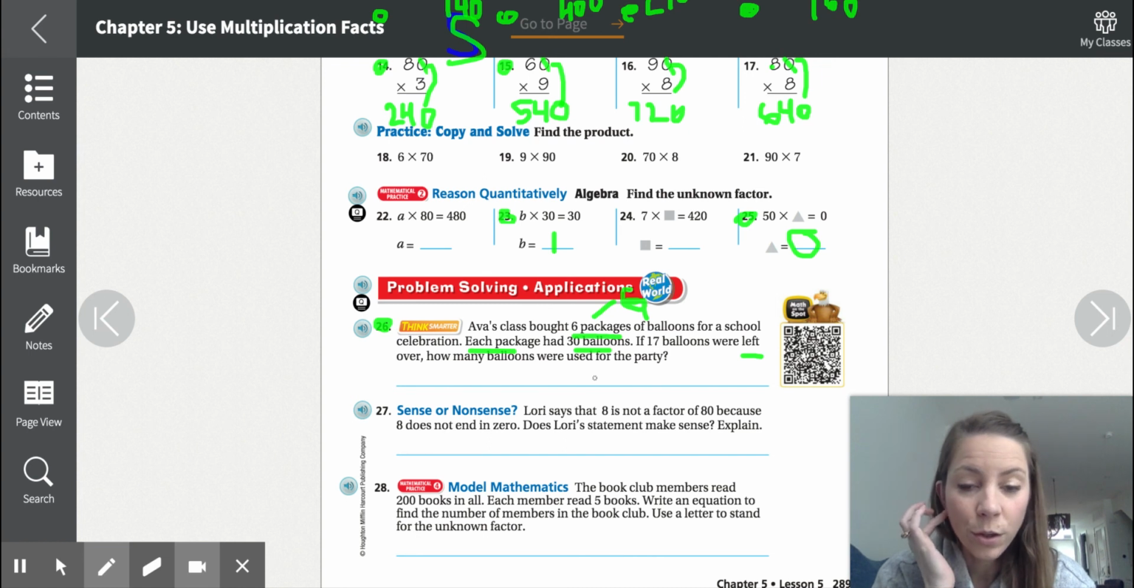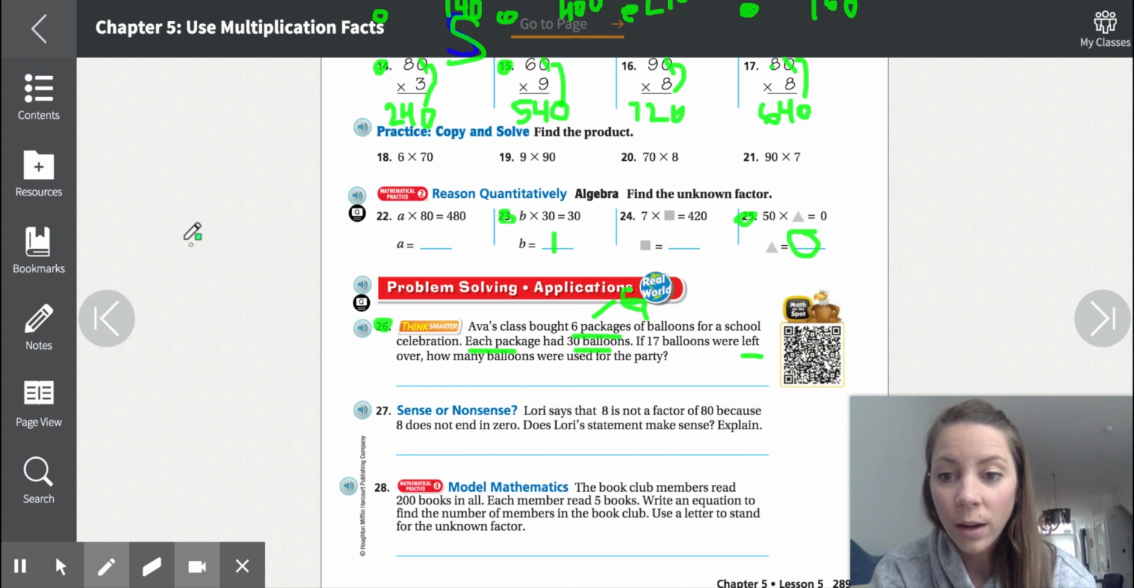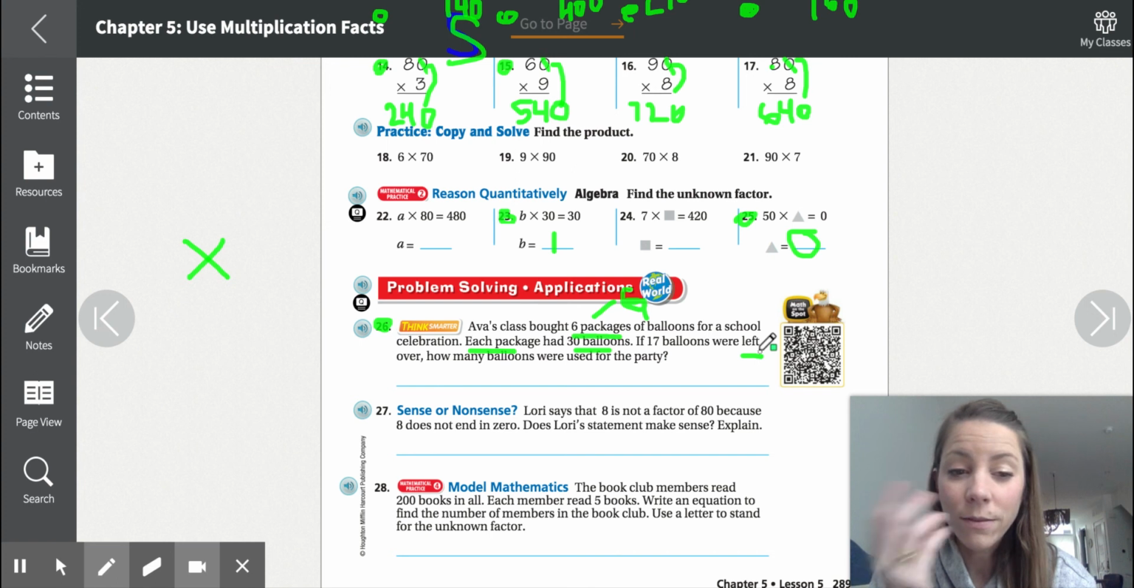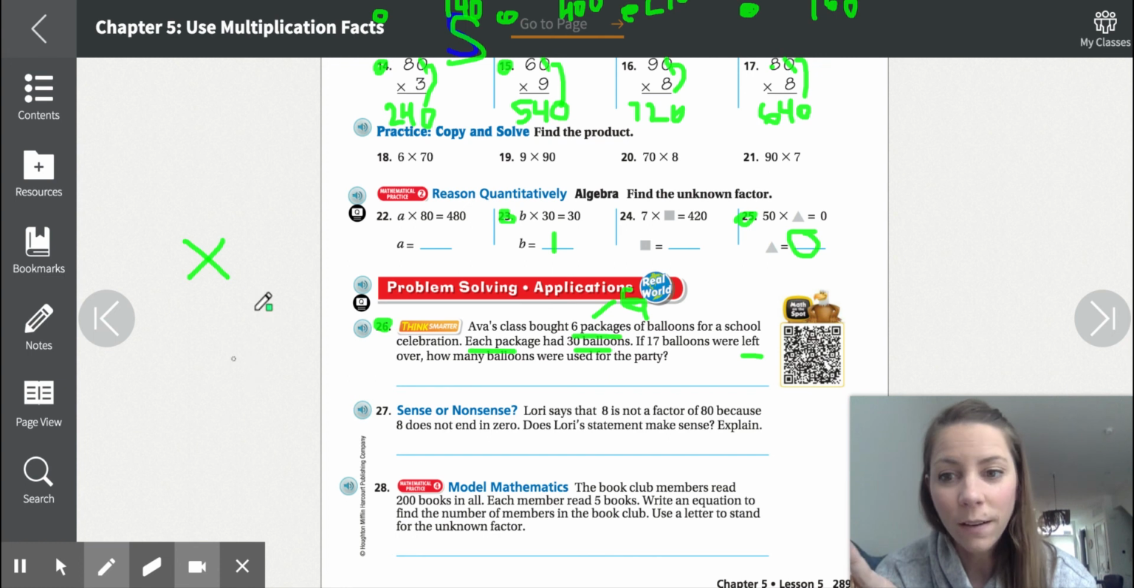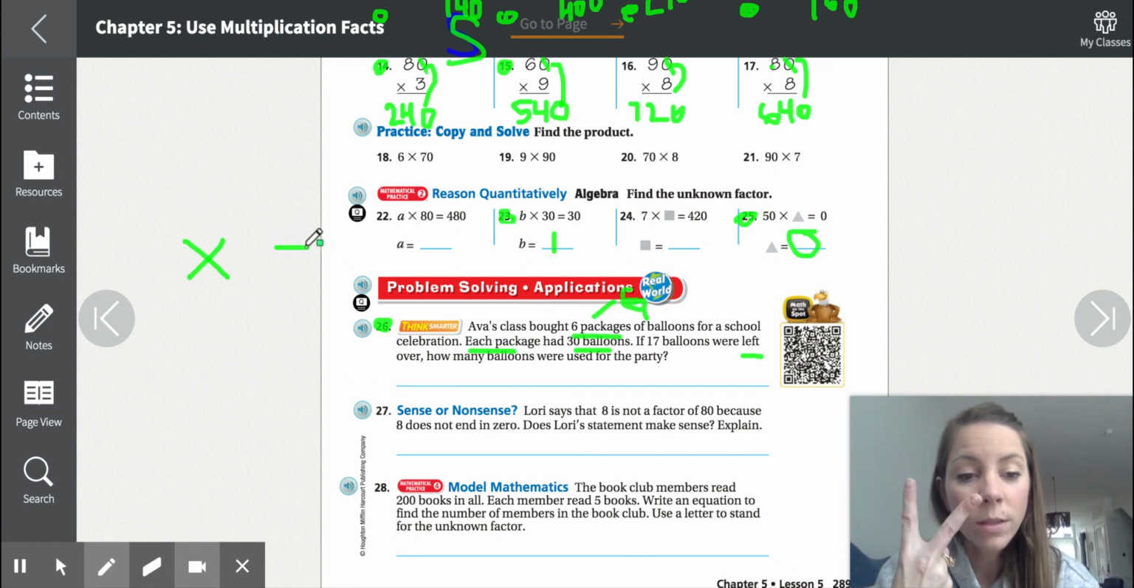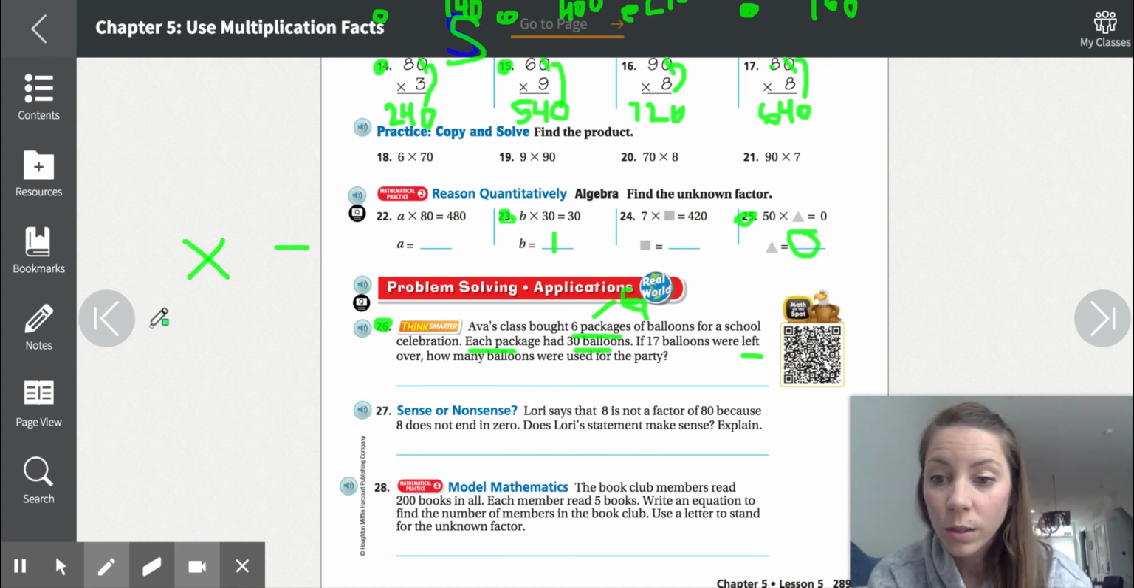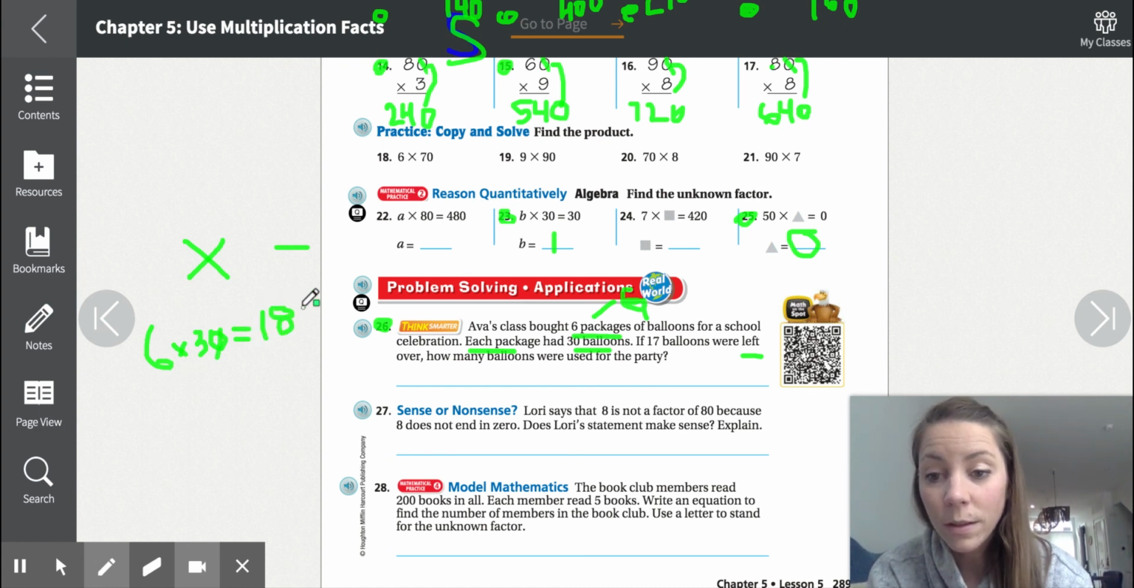All right, so I'm thinking that since I see each, I know I'm going to have to do multiplication. Since I see the word left, I think I'm going to have to do subtraction. So those are going to be my two steps. And we always like to do subtraction last. Do the multiplication first. So 6 times 30 is first. And we've been learning strategies for that. Cross out the 0, do 6 times 3, which is 18, and then put the 0 back in.